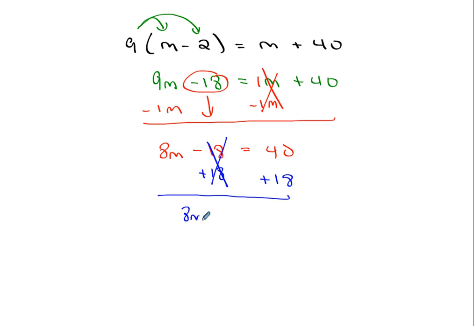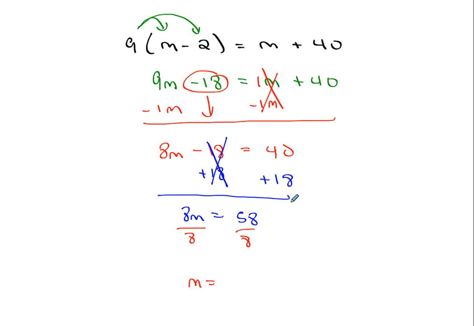8m equals 40 plus 18, which is 58. Almost there. I don't want 8m's. I want just 1m. How do I get rid of that 8? 8 times m. The opposite, or the inverse, is dividing by 8.